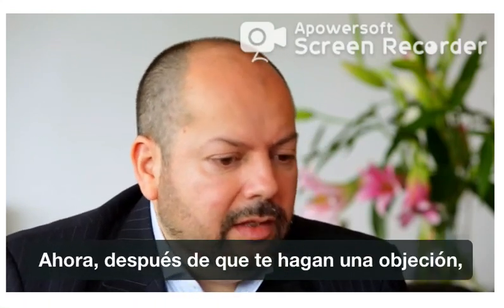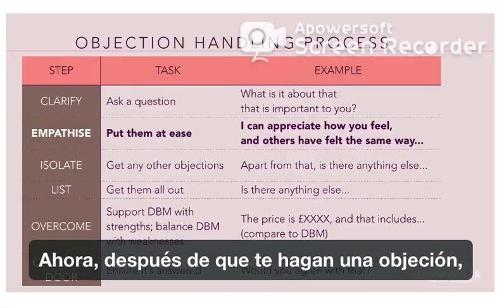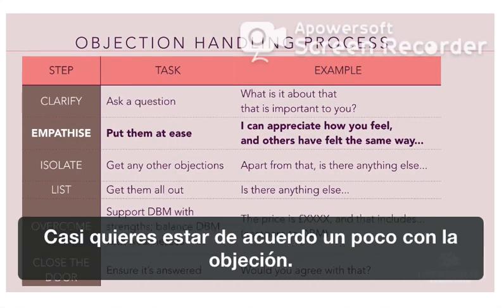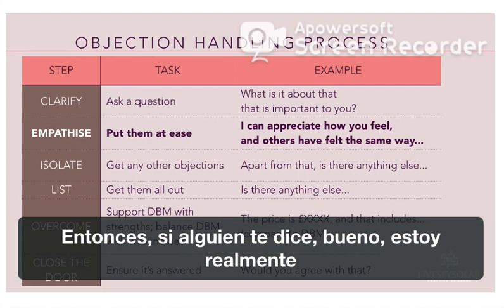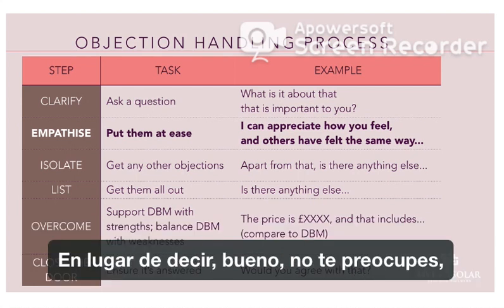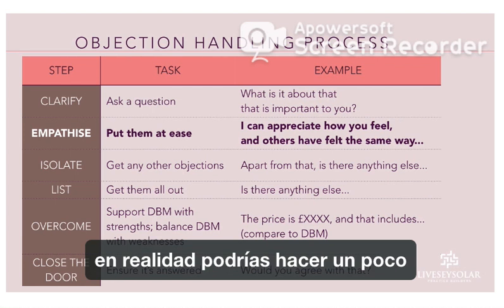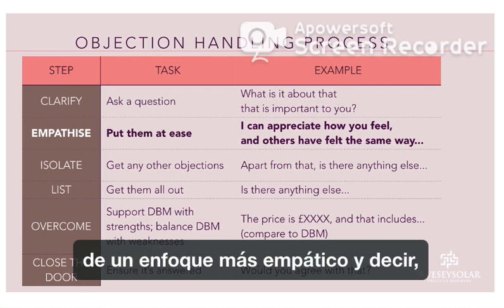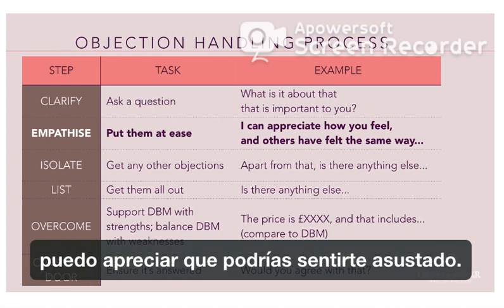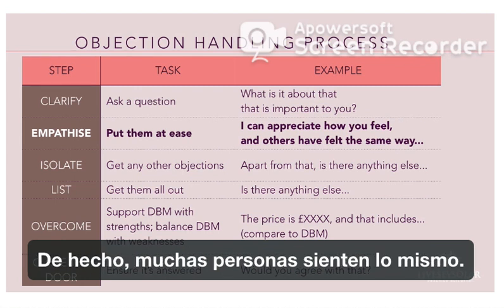Now, after they give you an objection, it's very important that you empathize. You almost want to agree with the objection a little bit. So if somebody says to you, well, I'm really scared, instead of saying, well, don't worry, there's nothing to be scared about, you might take a more empathetic approach and say, I can appreciate how you might feel scared. In fact, many people feel the same way.